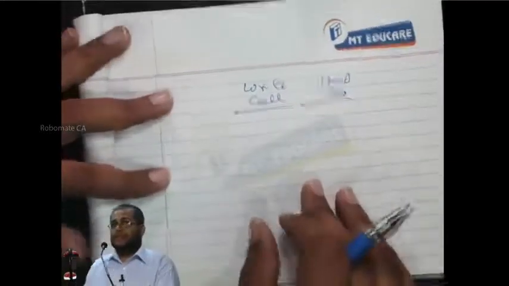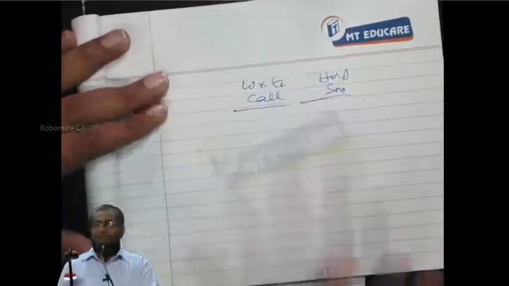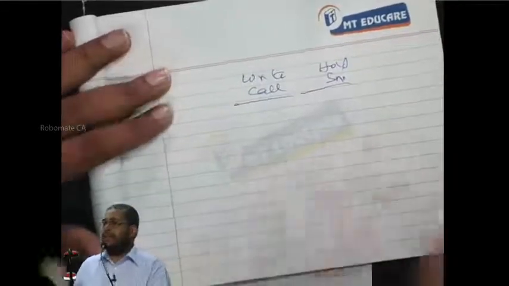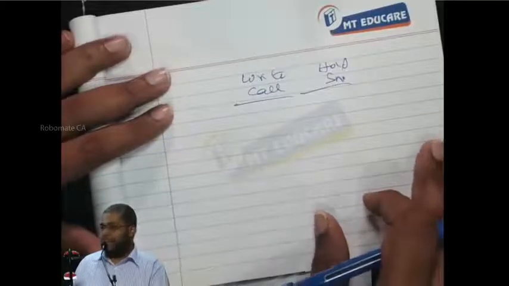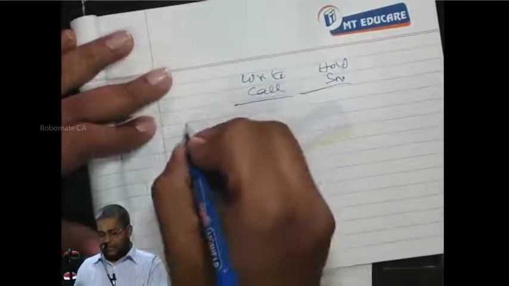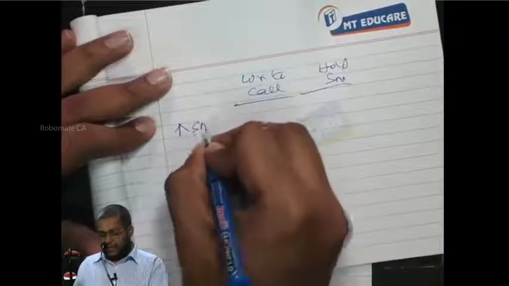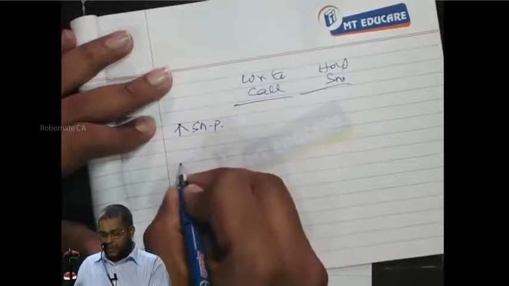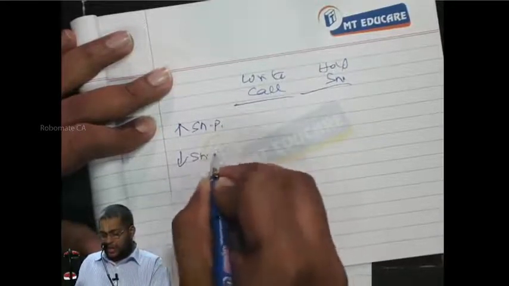Okay. Now, see, tomorrow on the maturity date, only two things can happen. Share price can increase, or share price can decrease. Two things here: an increase in share price, and next, a decrease in share price.